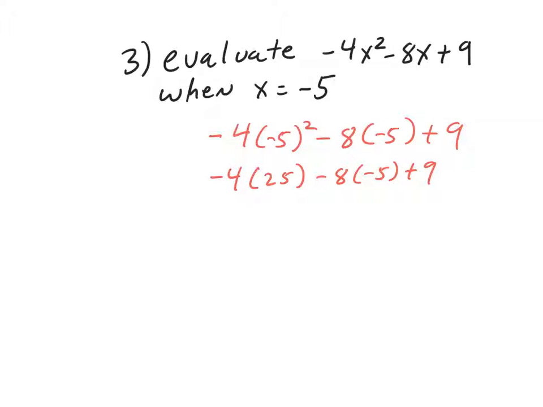Okay, then we'll multiply. So negative 4 times 25 is negative 100. Negative 8 times negative 5 is positive 40. And then we'll copy the plus 9. Negative 100 plus 40 is negative 60 plus 9. And negative 60 plus 9 is going to be negative 51.